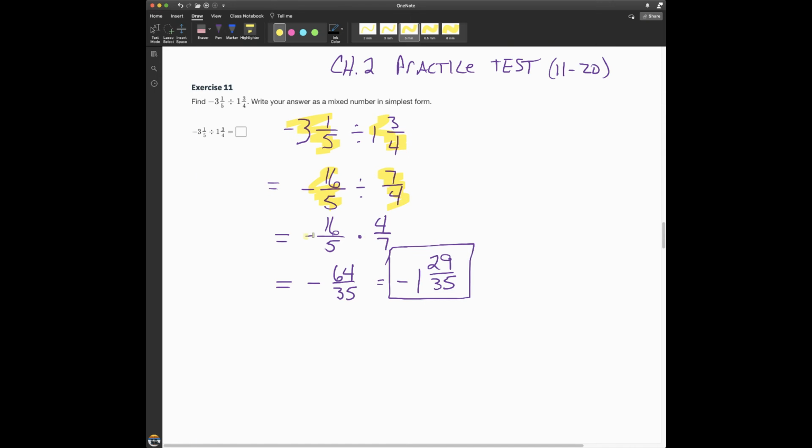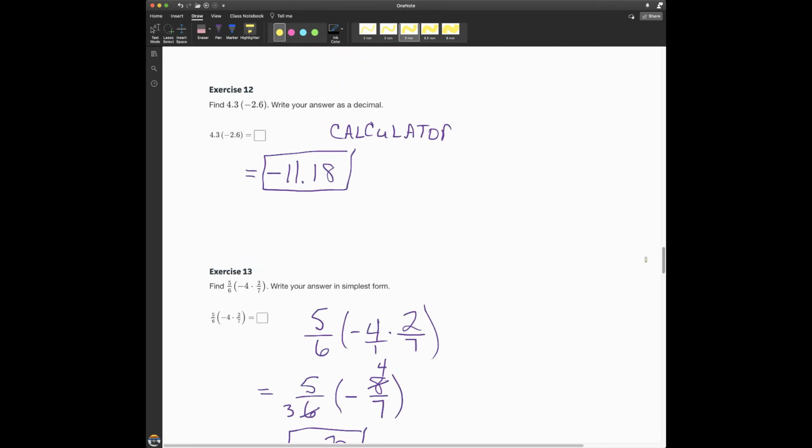And I do have a negative number multiplied by a positive one, so my answer has to be negative. And so I just go ahead and multiply numerators and denominators, and it said write your answer as a mixed number in simplest form. So I write it as a mixed number, and it turns out that it's in simplest form. So that's number 11. Number 12, calculator problem. Use your calculator, and make sure you don't forget the sign. This is different signs, so my answer better be negative.